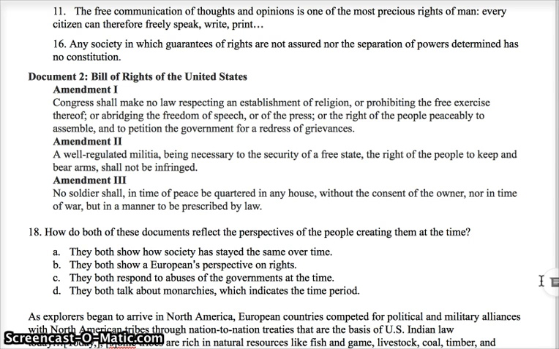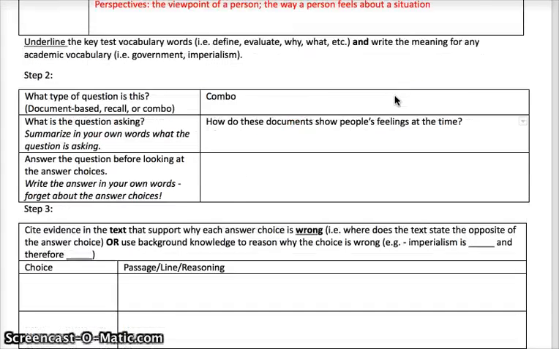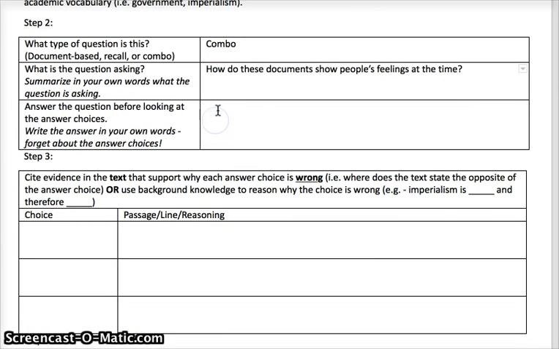So for answer choice A, we're now going to go through and say why each of these is not correct. A, they both show how society has stayed the same over time. When we're talking about guaranteeing the freedom of speech and all that stuff, if that was a new concept, then that would not stay the same over time. So one answer that I might choose was that how do the documents show people's feelings at the time? I might say that people were really focused on liberty and equality, as well as what was important to them in each country.